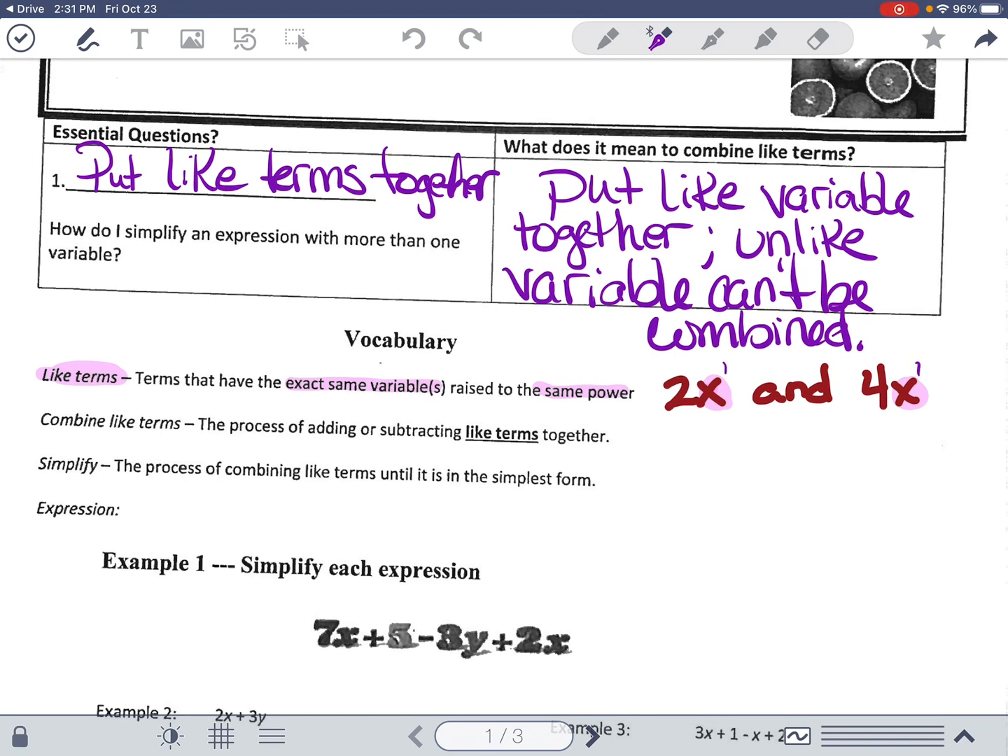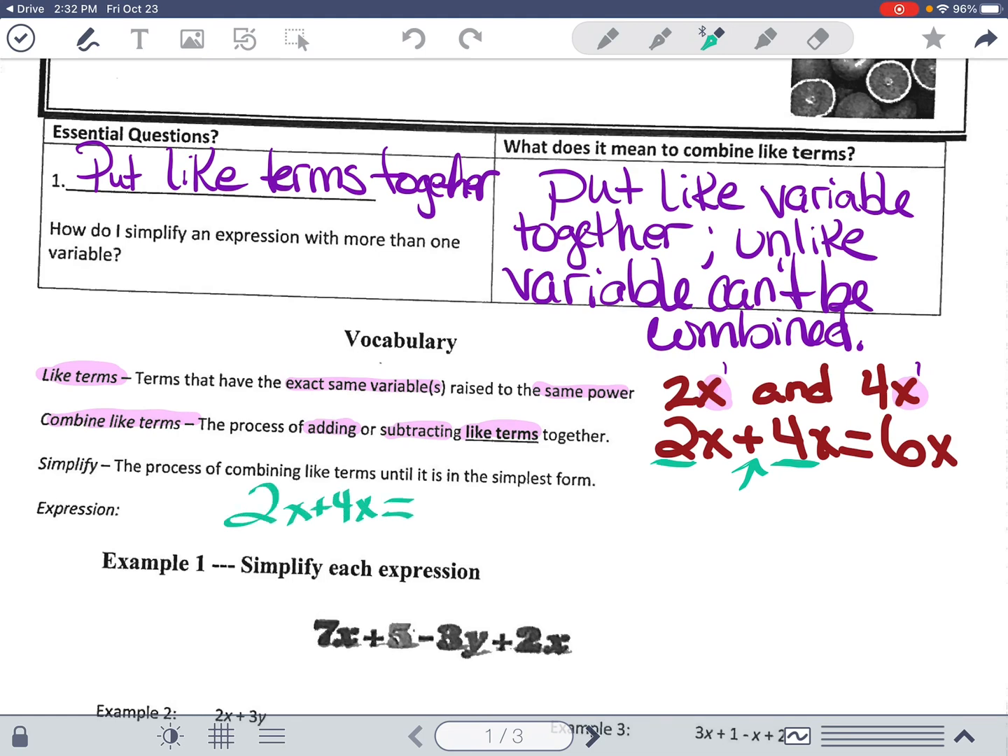Combine like terms. This is the process of adding or subtracting like terms. Okay? Combining them, putting them together. If they look alike, for my 2x and 4x, I could add them, put an addition sign, to get 6x, because we just add the coefficient of each x. To simplify is actually performing the operation, which was addition here. 2x plus 4x, we got 6x's. So we simplified this side to equal 6x.